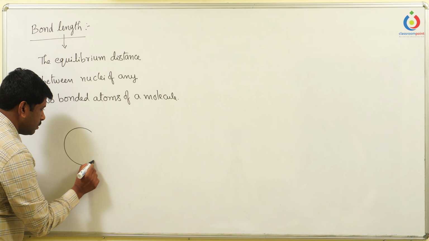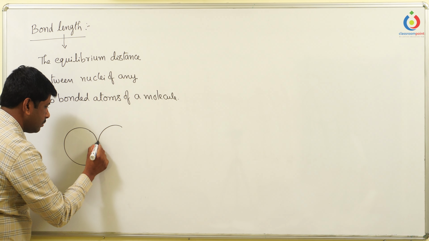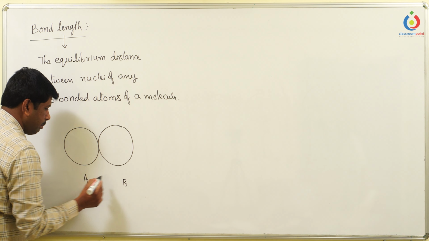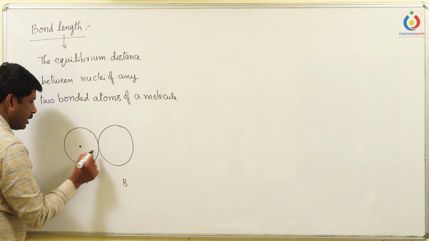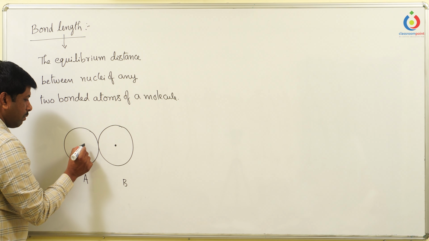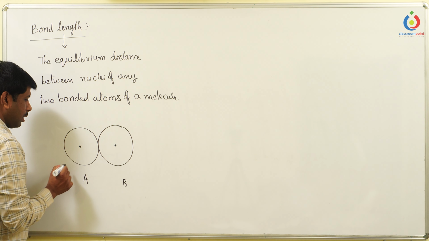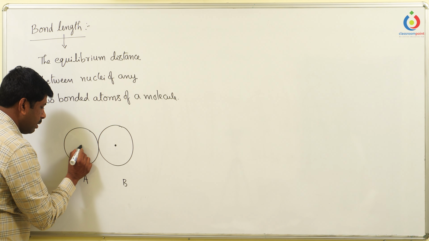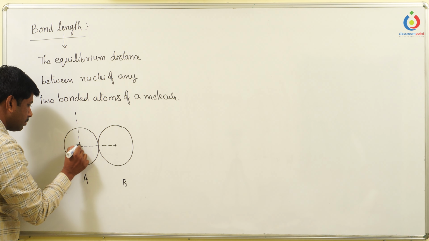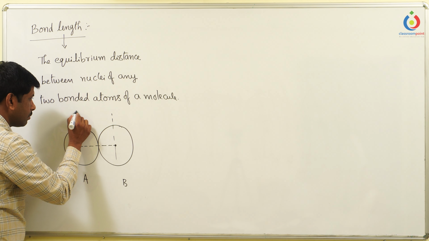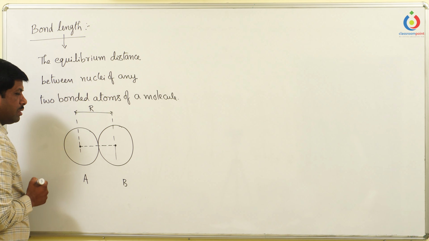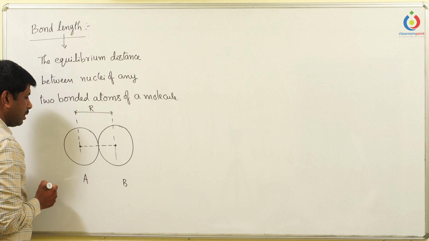Let us take a molecule AB. Imagine this is an atom A, this is an atom B, and this is the nucleus of A and this is the nucleus of B. So both of these atoms are very close to each other and they are in bond. So the equilibrium distance, the distance between both of these nuclei, is called the bond length. The distance between both of these nuclei is capital R, which says about the bond length.